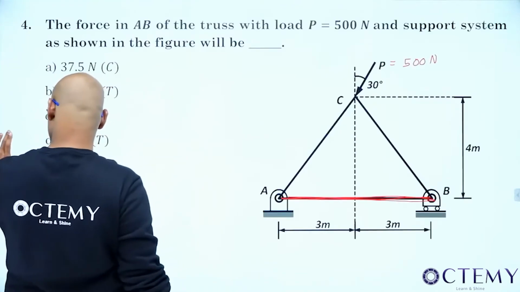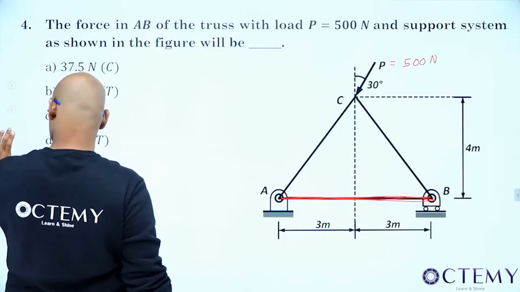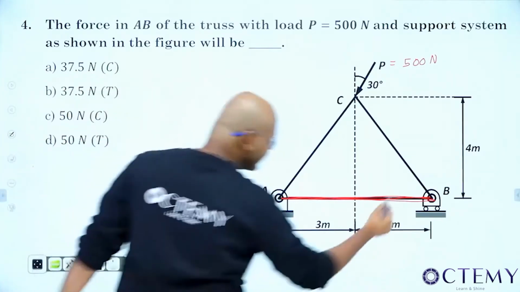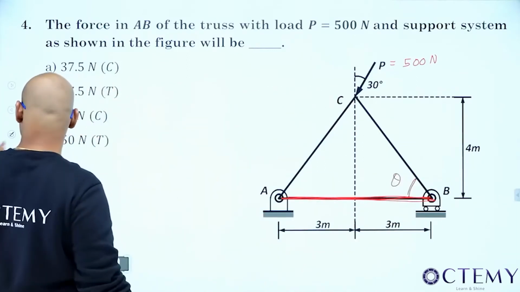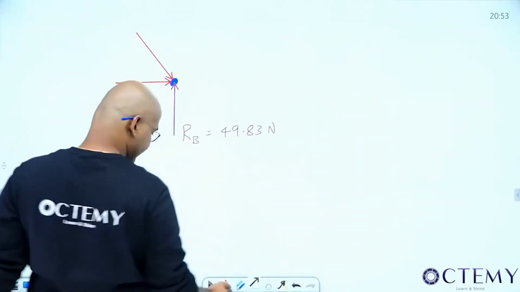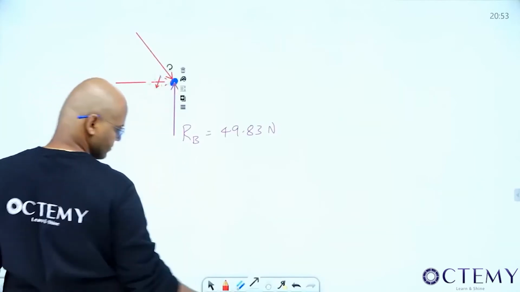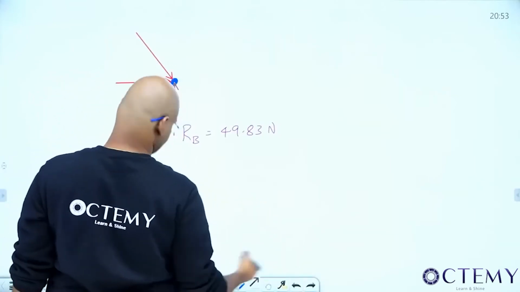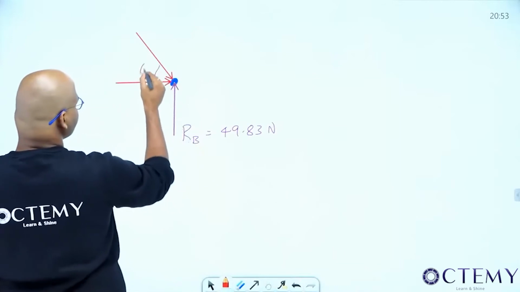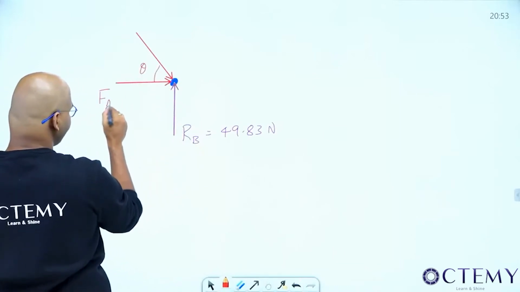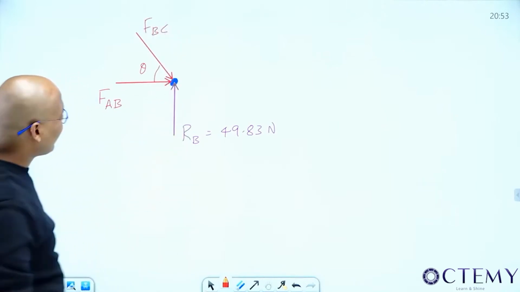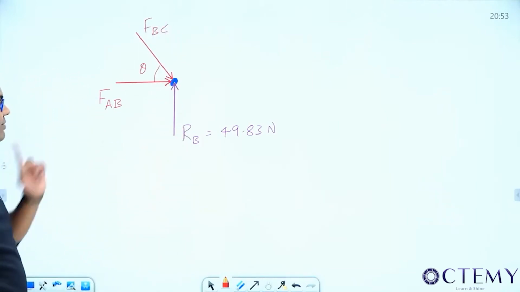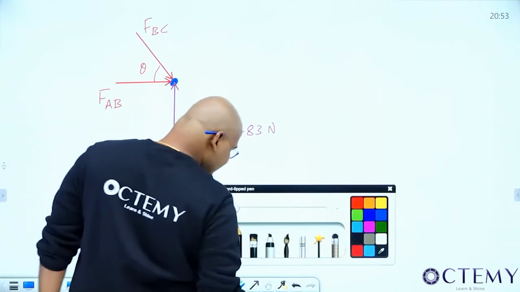Let me say some theta. Let it be some theta with the horizontal. Okay. So this angle is theta. This angle is theta. This is FAB. This is FAB. This is FBC. Okay. I want what? AB. How to get AB? See, previously I have the option.